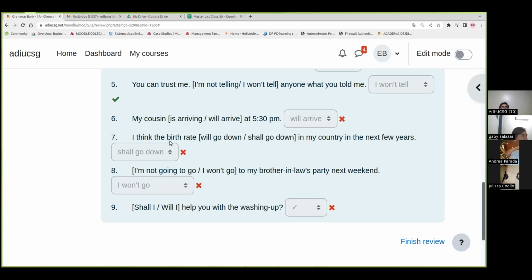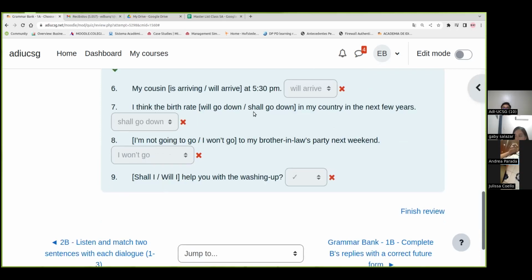Number 7, I think the birth rate shall go down. Remember, shall is like should. So in this case, it would be the consequence of something, but there is no consequence. So we are simply forecasting that it will happen in the next few years. So it's not a specific time. We should use the word will, not shall.